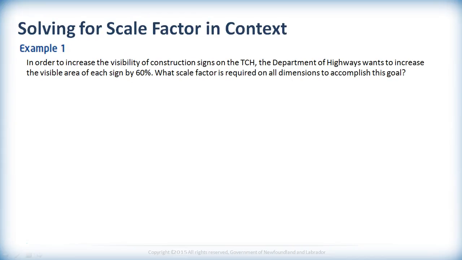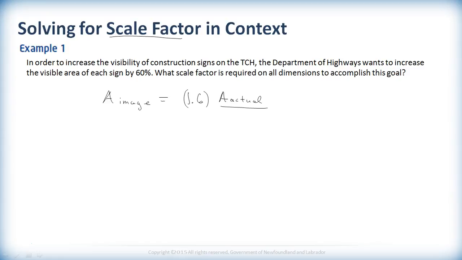So this is solving for scale factor. In order to increase the visibility of construction signs in the TCH, the Department of Highways wants to increase the visible area of each sign by 60%. What scale factor is required? Okay, so if we want to increase the visible area by 60%, we want the image, or the new guy, to have 60% greater than the original, or the actual one that we start with. So if we're scaling up by 60%, we're going to be 160% of what we used to be. And that means it's 1.6 multiplied by what it used to be.